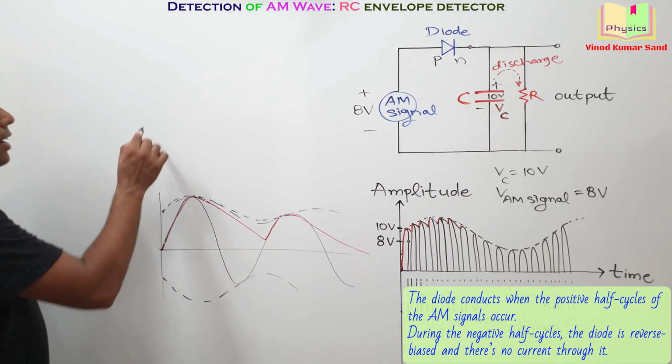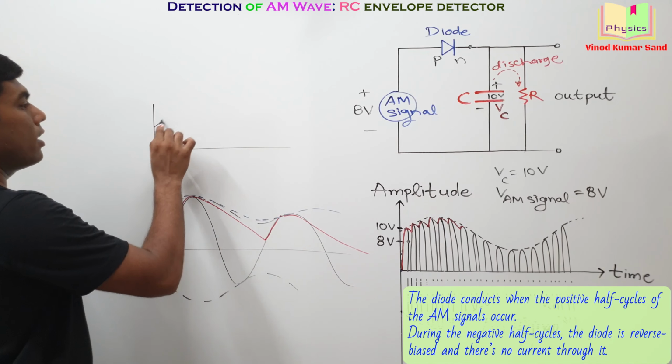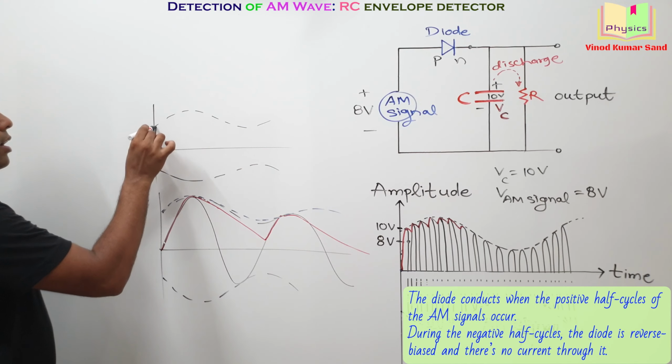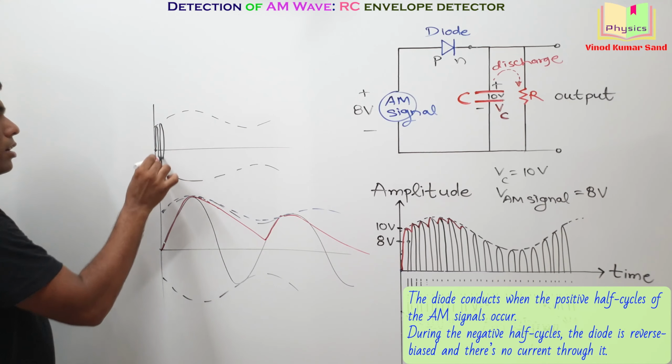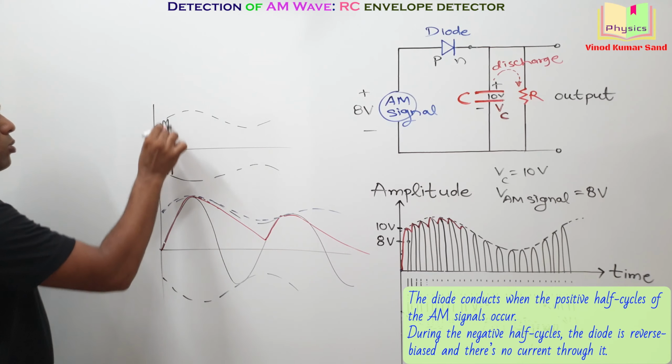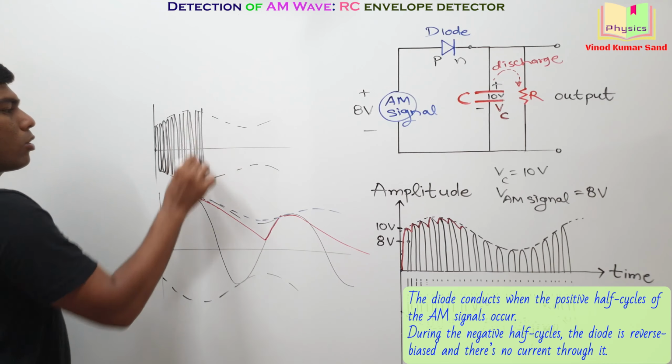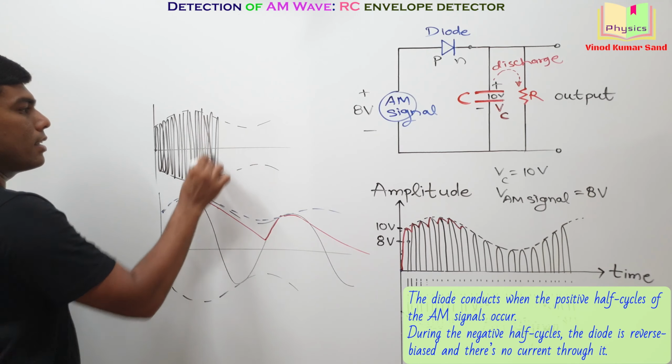On the other side, if we have a signal like this, just pay attention, where the lines are pretty close. Just to give you the idea, I'm drawing it quick. Lines are close means the time period is very less. Okay.